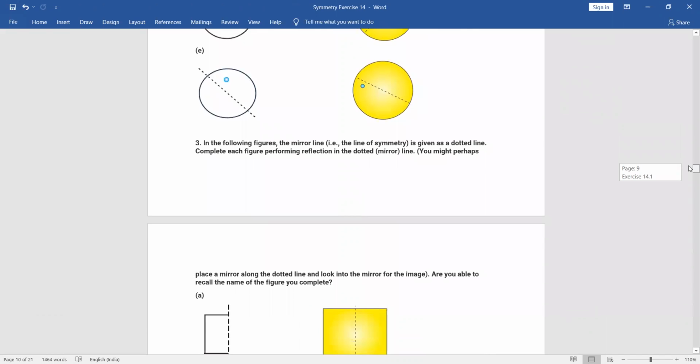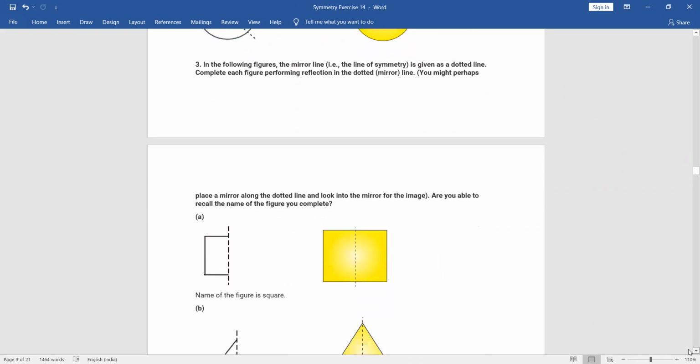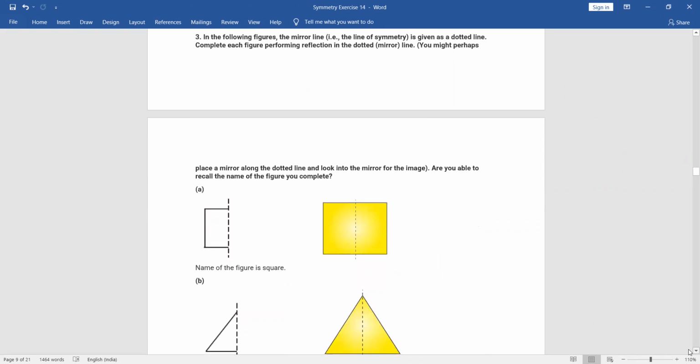Now the next question is, in the following figures, the mirror line of symmetry is given to us. What you have to do is complete the figure with the help of that dotted line, and after completing the figure, you have to tell what can be the name of that particular figure.